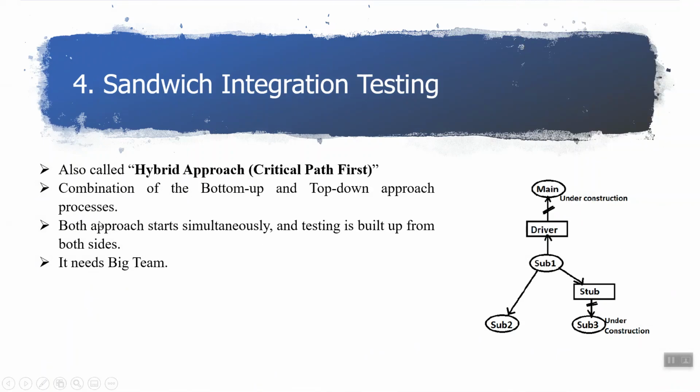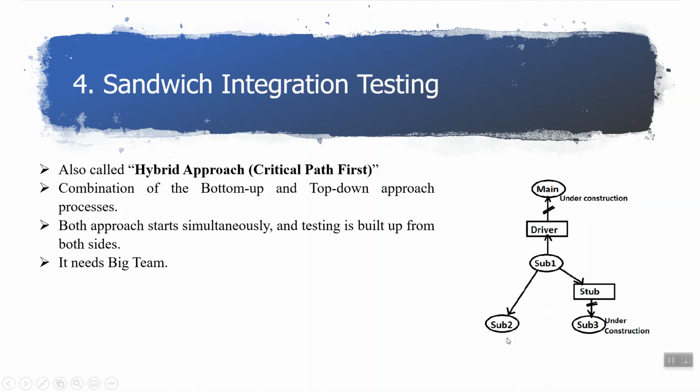The fourth approach is the sandwich integration approach, which is also called the hybrid approach or critical path first approach. So here both top-down and bottom-up approaches are combined. Both approaches start simultaneously and testing is built up from both sides. It needs a big team because we are using both the top-down and bottom-up approaches together.